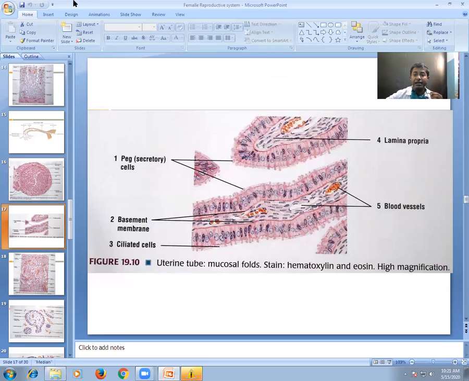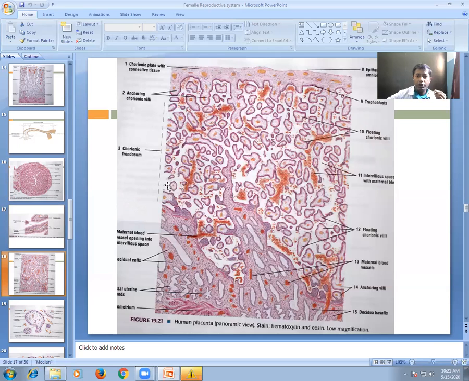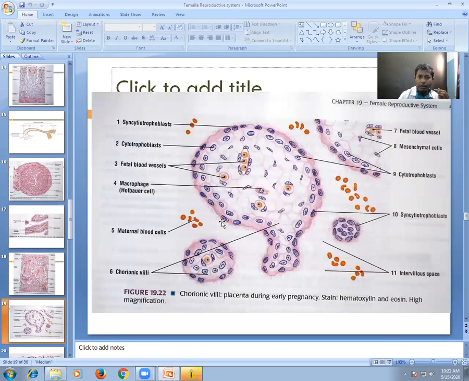In the epithelial lining, you will get two types of cells: ciliated cells and secretory cells. So now coming to the placenta, very important.